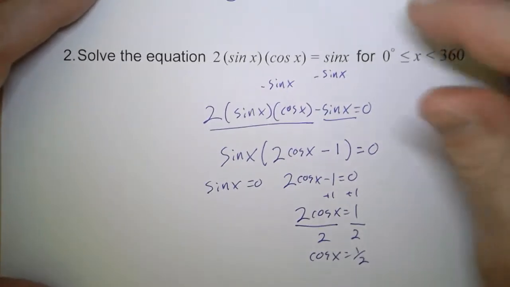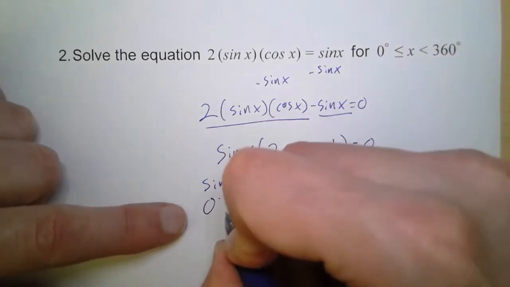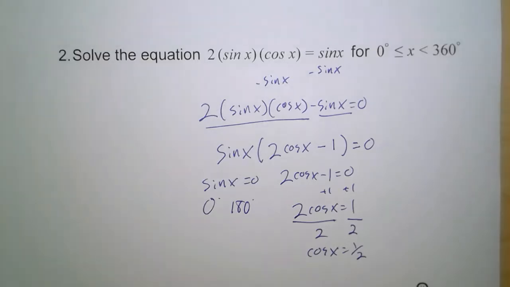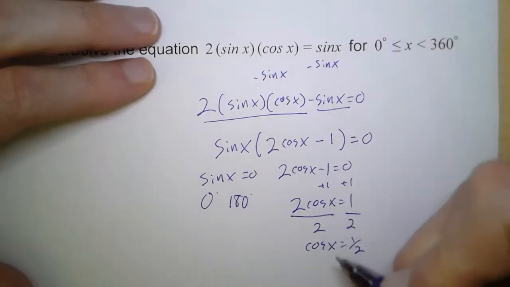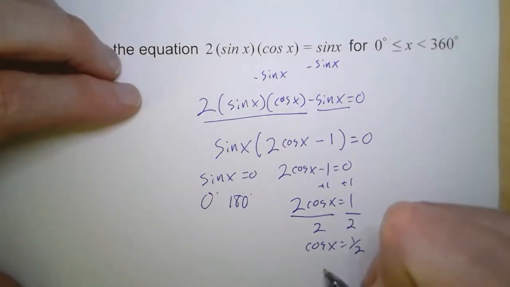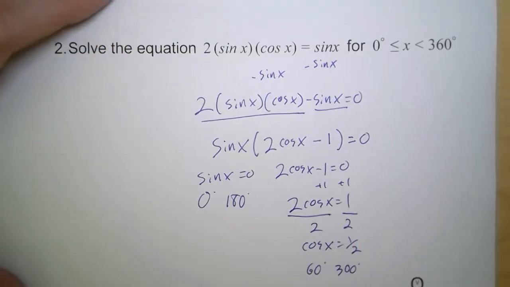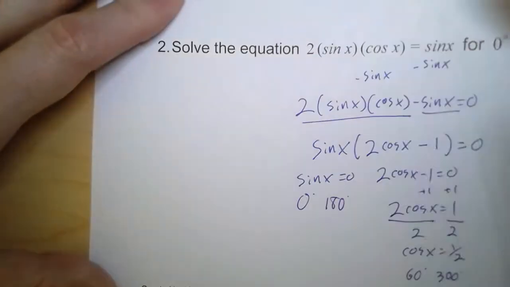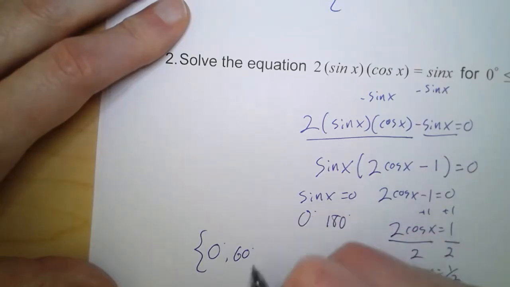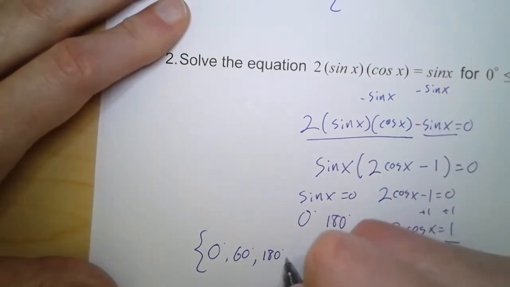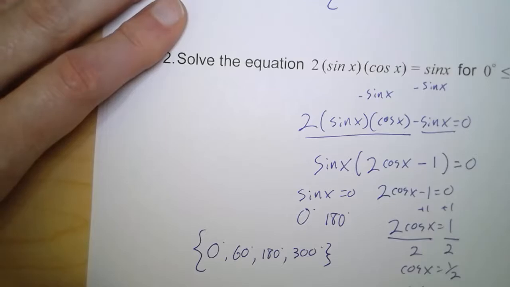Now going to our unit circle, we look at where sine, that is the y value, is 0, and that happens at 0 degrees and 180 degrees. And then we look for where cosine of x, that is the x value, equals 1/2. That is at 60 degrees and 300 degrees. So written all together, this would be 0 degrees, comma, 60 degrees, comma, 180 degrees, comma, and then 300 degrees. All 4 of those together in a single set.